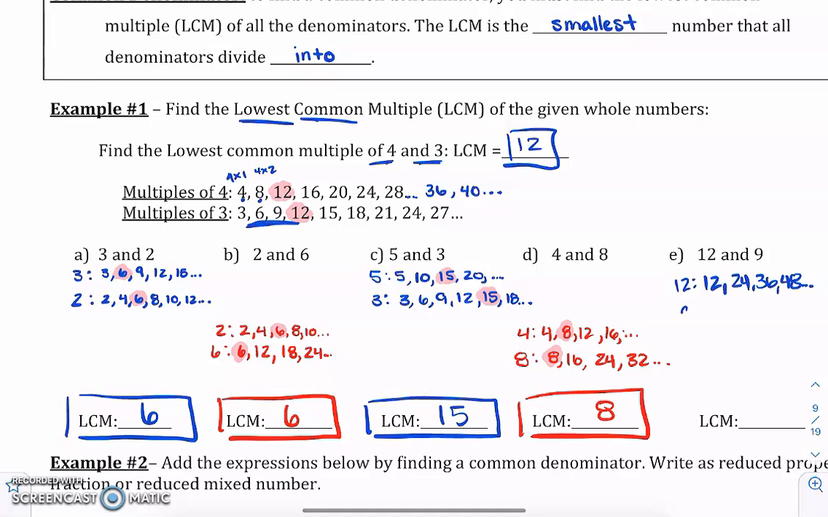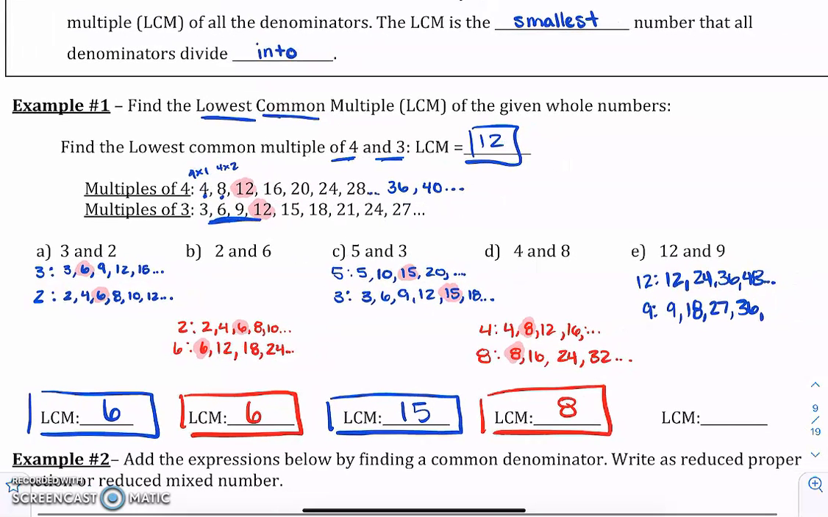And then 9. 9 times 1, so we have 9. 9 times 2, 18. 9 times 3, 27. 9 times 4, 36. 9 times 5, 45. So we did come across the first number that they have in common.